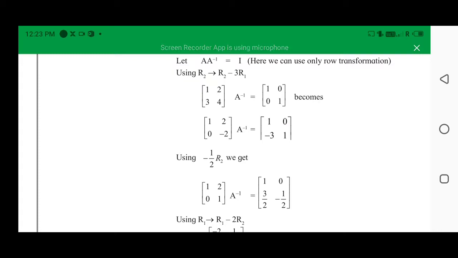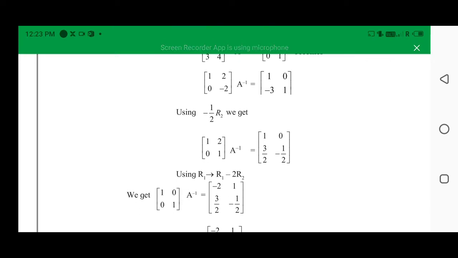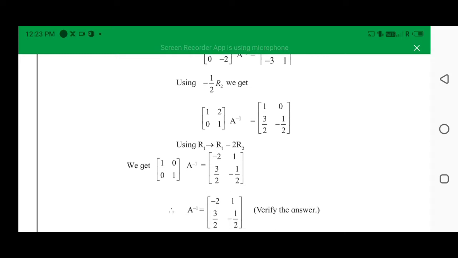Now we have to convert the A22 position as 1. So we divide by minus 2, because the A22 element is minus 2. So when you divide that element by minus 2, your answer will be 1. Then the right side is 3 upon 2 and minus 1 upon 2. Using R1 tends to R1 minus 2 R2, so that you will get 1, 0, 0, 1.